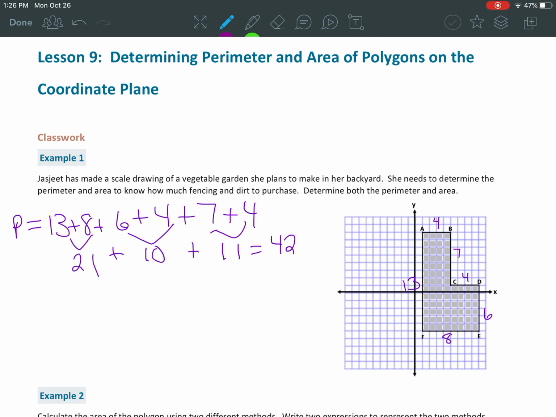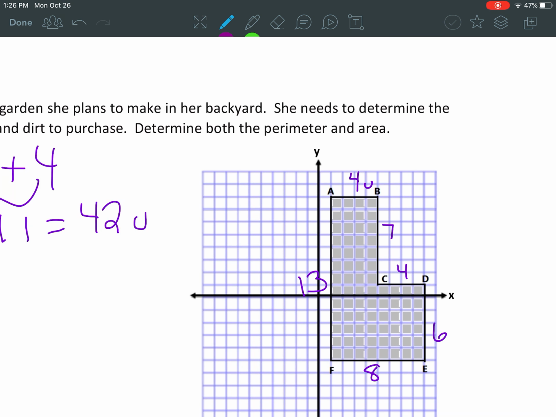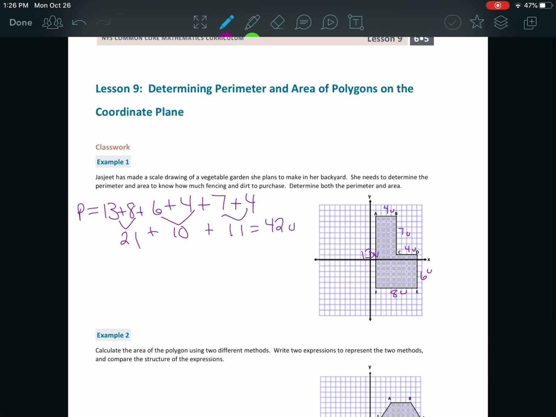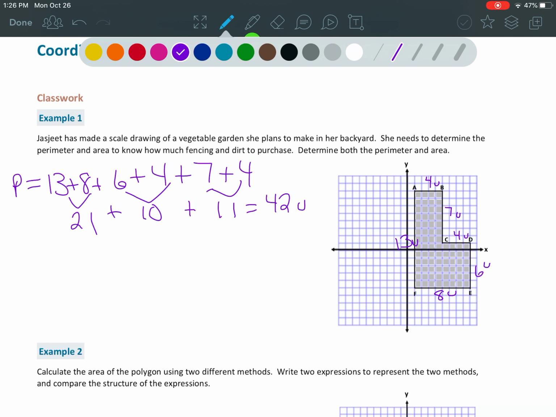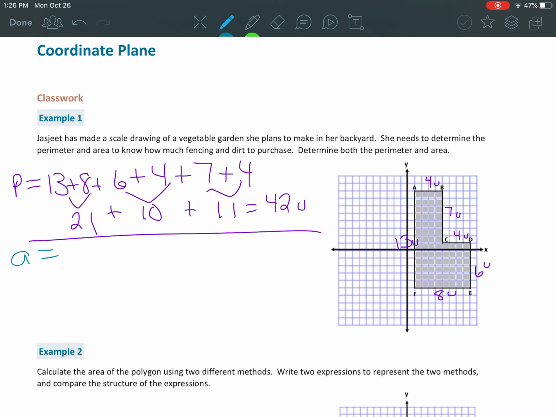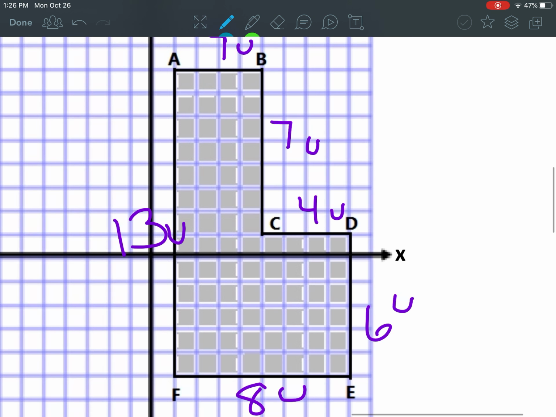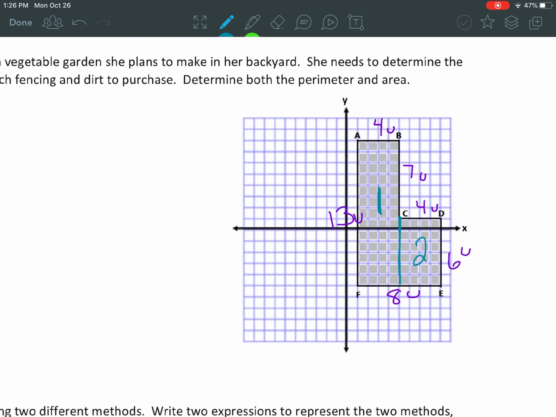And they didn't tell us what we're measuring in, so we're just going to say U for units. So all of these would have little U's on them, because she could be measuring in meters or feet or yards, we don't know. Okay, so now the area. I'm going to change colors for this. And we're going to cut this up. So I'm going to draw a straight line down. I'm going to have the area of 1 and I have the area of 2.